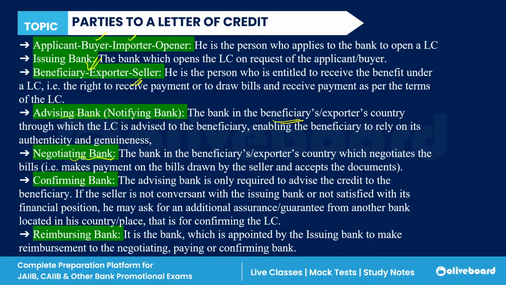Sometimes the exporter, for example, needs immediate payment, so this exporter goes to a bank that negotiates the bill, makes the payment for the bill, and accepts the document. This is the negotiating bank, and it is present in the exporter's country. There is a confirming bank. The advising bank is only required to advise the credit to the beneficiary.